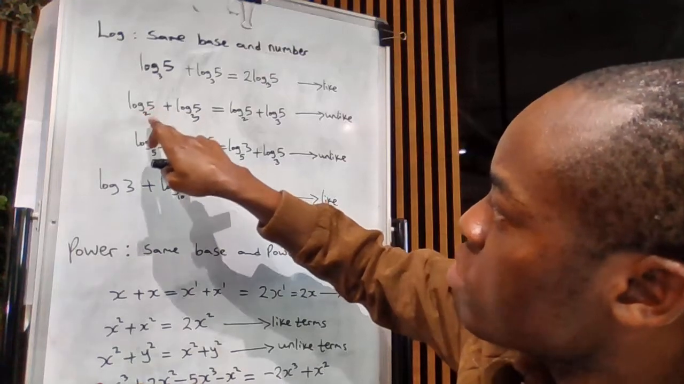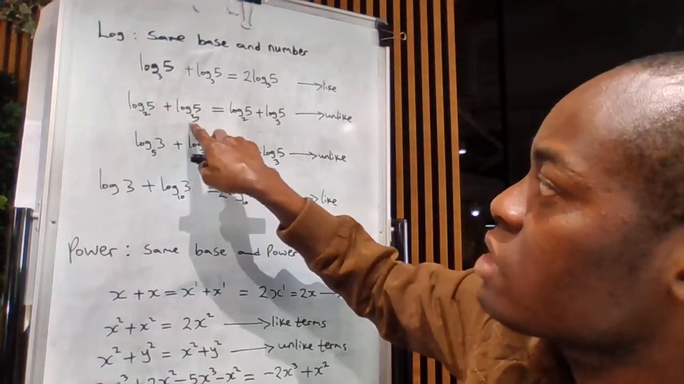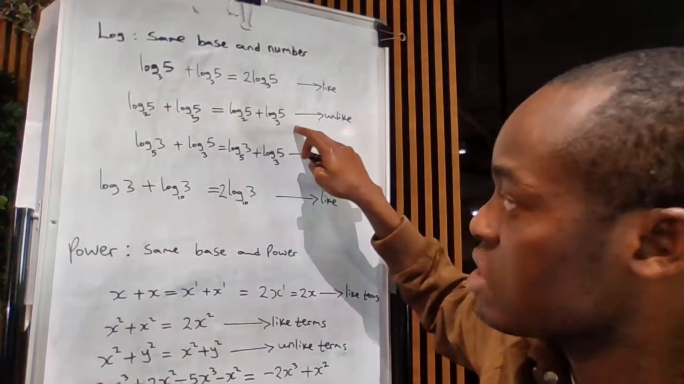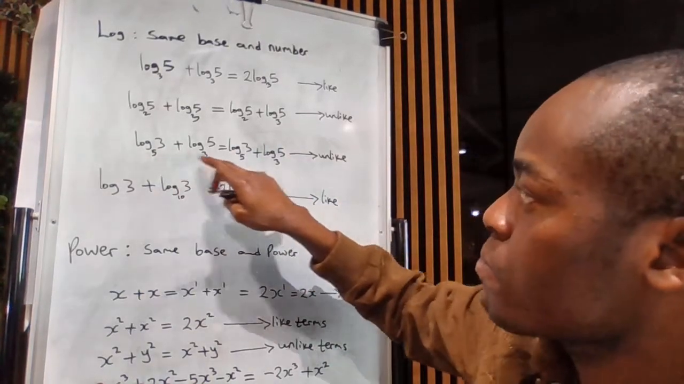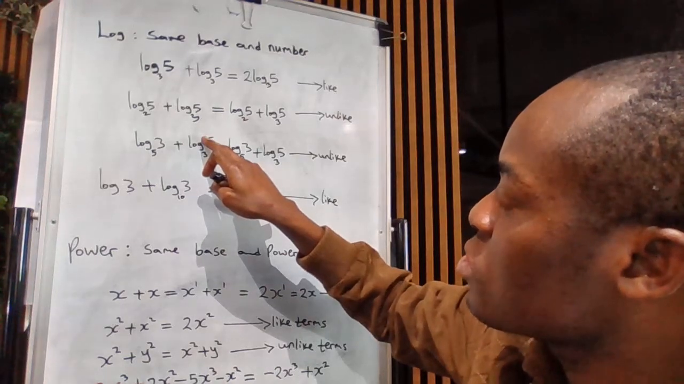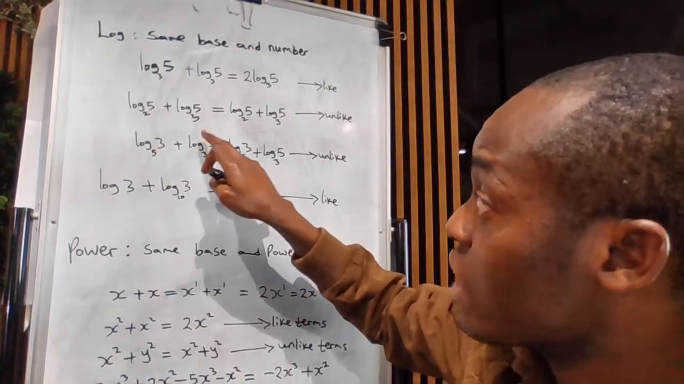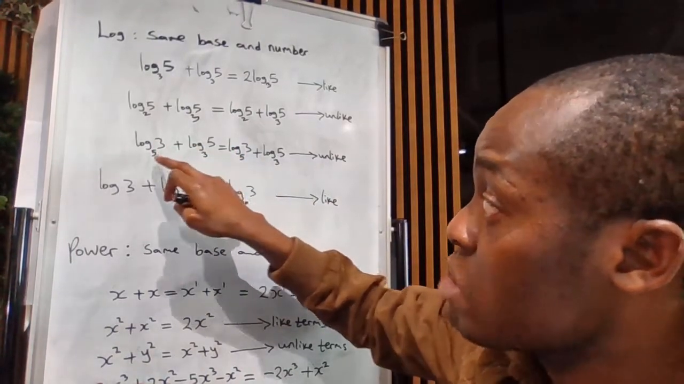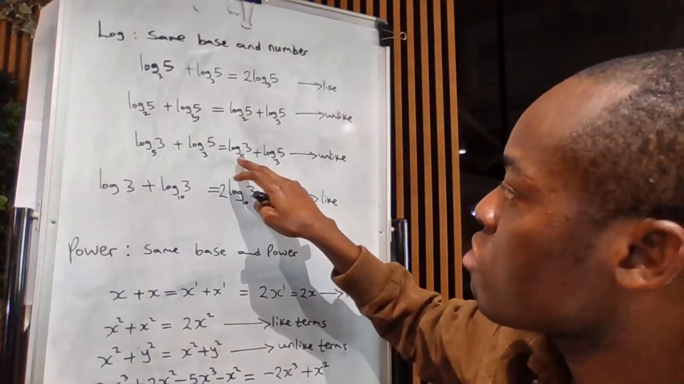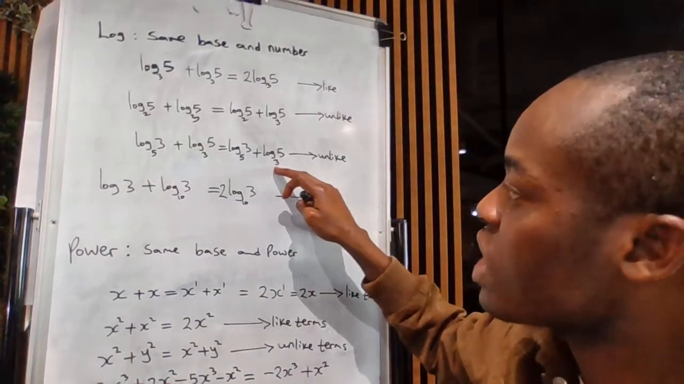This is log 5 base 2. Log 5 base 3. That means the base has made the difference. So they are not like terms again. So that is why the answer will remain as this. The same thing happens here. The number here is 3. The number here is 5. So you see, the bases are not even the same. The numbers are not the same. Even if the bases are the same, if the numbers are different, you cannot add them. That is why we still have this. There is no change from the question. The question is still our answer.